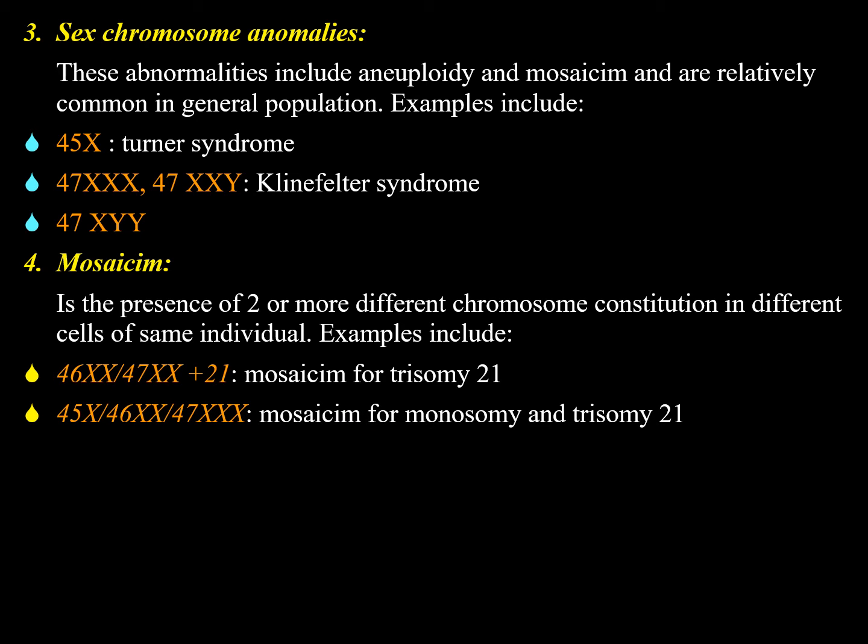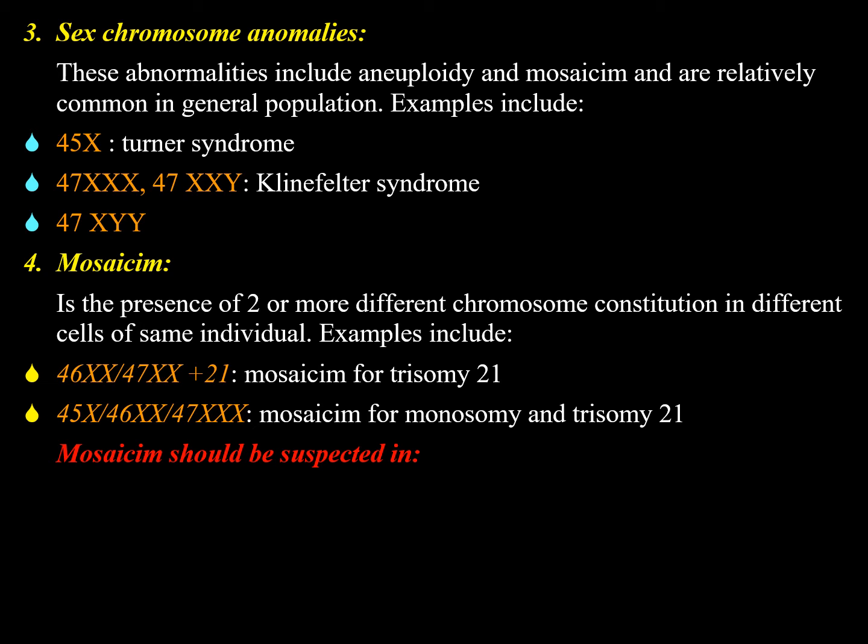The other mosaicism contains three cell lines, not two. This is two cell lines, and I have 45X, which means that some cells contain deficiency of the X chromosome, 46XX, this is normal, and some cells contain an extra copy of the X chromosome, 47XXX.